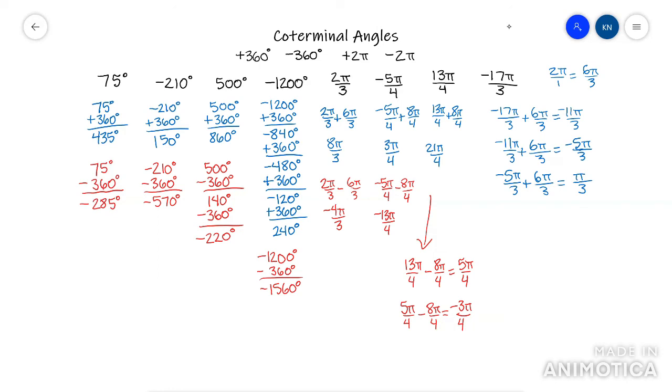And then technically all of these are negative coterminal angles, but the easiest way to do it is just stay consistent. So like negative 17 pi over 3, just subtract 2 pi or 6 pi over 3 to get negative 23 pi over 3. So that's how you do coterminal angles. You're just adding one full loop, so either 360 degrees or 2 pi, or subtracting it.